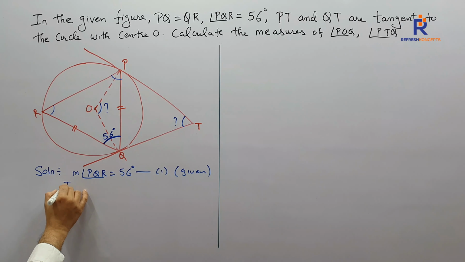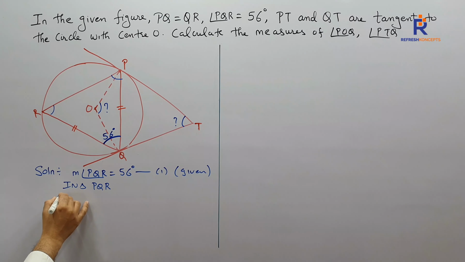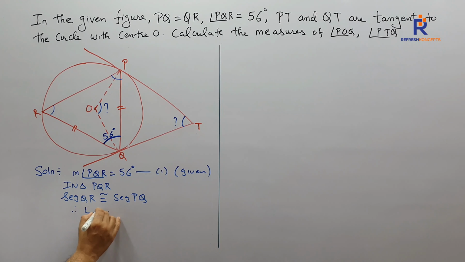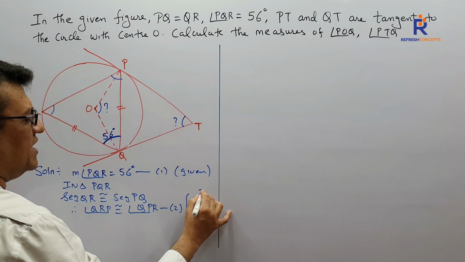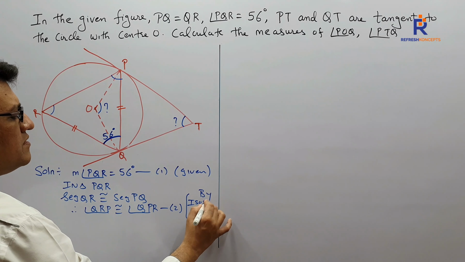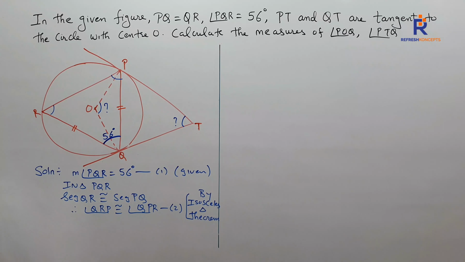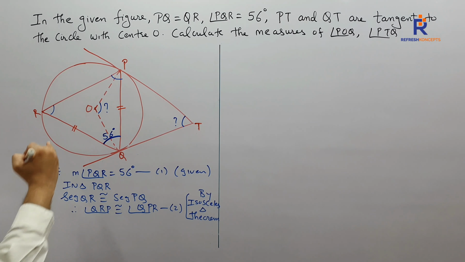We start off with triangle PQR. Segment QR is congruent to segment PQ, therefore angle QRP is congruent to angle QPR, equation 2. By what? By the isosceles triangle theorem. Now children, with this 56, and with these two being equal, can we get the measure of these two?